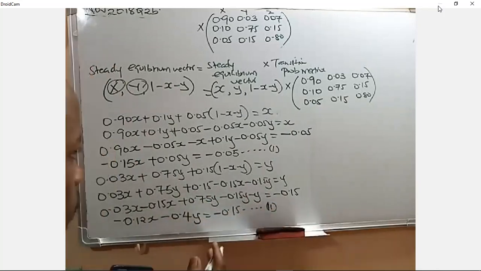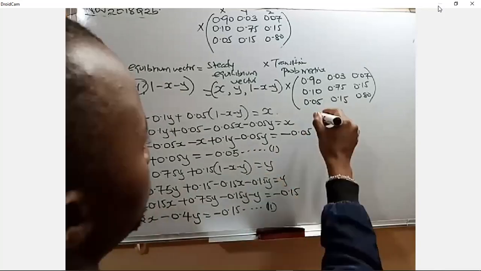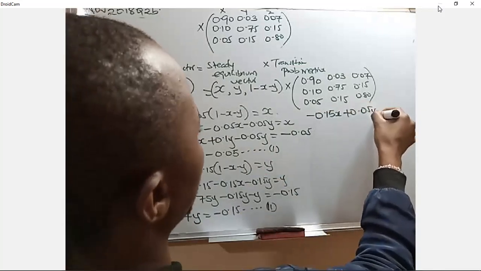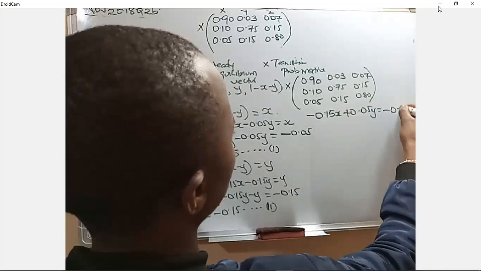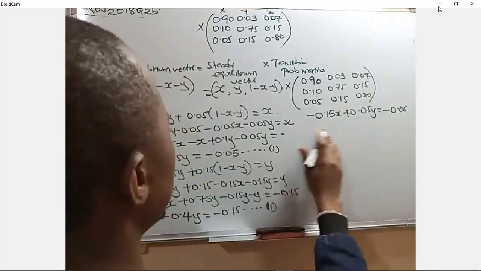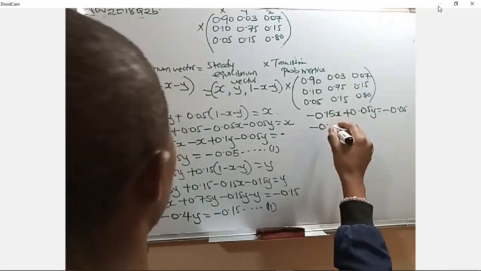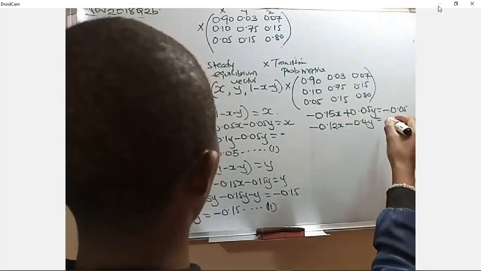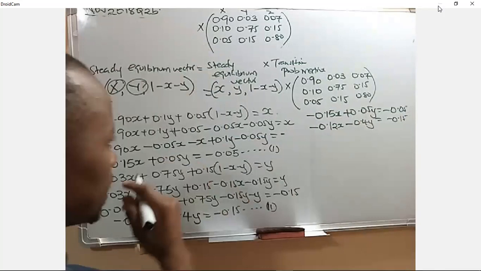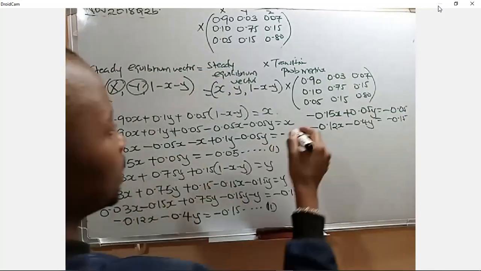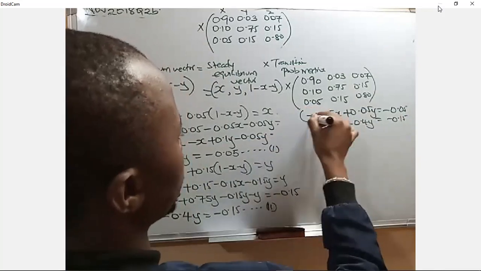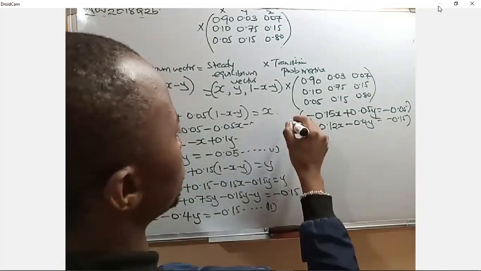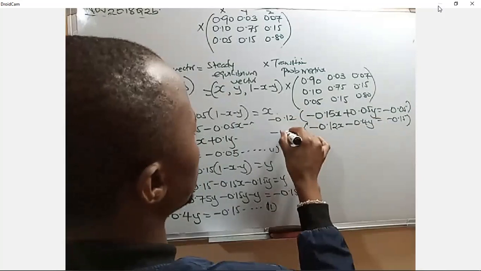Let me compile my equations to get the value of unknowns. So it will be negative 0.15x plus 0.05y should be equal to negative 0.05. Then the other one will be negative 0.12x minus 0.4y should be equal to negative 0.15. In this case, we just want to eliminate one unknown. Let me eliminate x, sorry. So here I multiply with negative 0.12, and then here we multiply by negative 0.15.